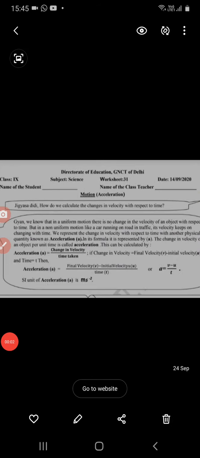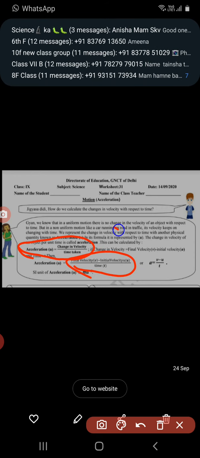In this worksheet, we are going to learn about acceleration. Acceleration is change in velocity with respect to time. Change in velocity of an object per unit time is called its acceleration, and the formula of acceleration is change in velocity upon time taken, basically v minus u upon t. V is final velocity and u is initial velocity, and it is divided by time.